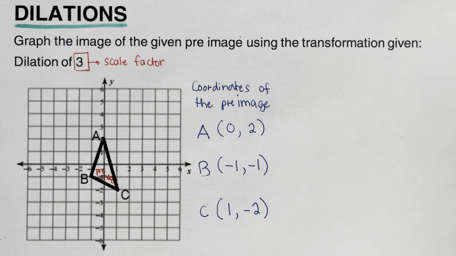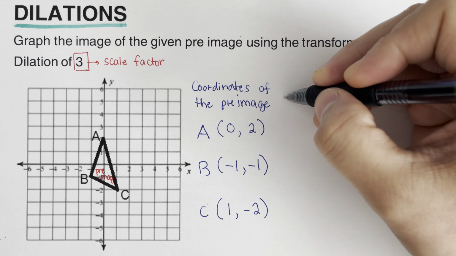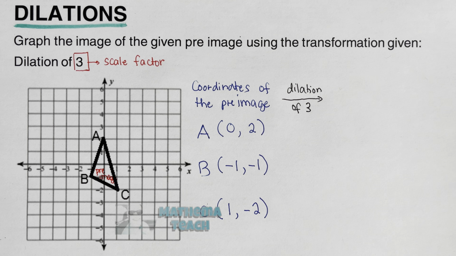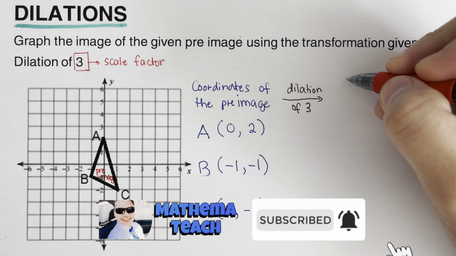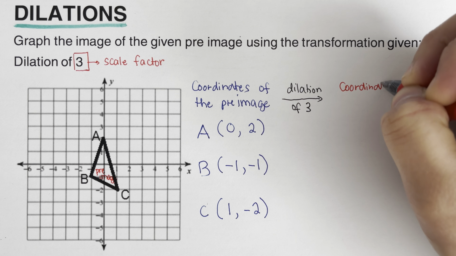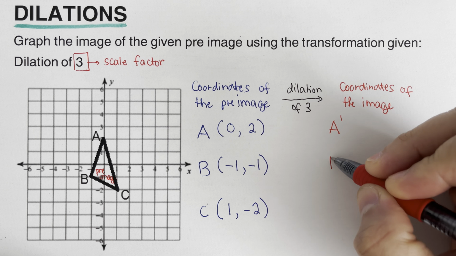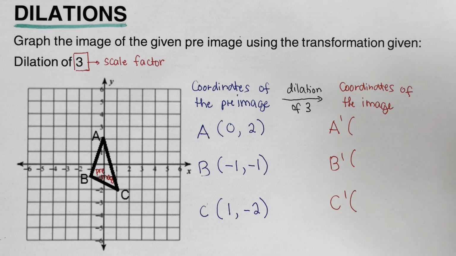Now, again, we are supposed to dilate this 3 times. So I'm just going to write that on the side right here. And so we are going to determine the coordinates of the image. So I'm just going to write that on the side here. Okay, so we are going to determine the coordinates for A prime, B prime, and C prime. Again, if it has a prime, it means that's the image, or these are the coordinates of the new picture.